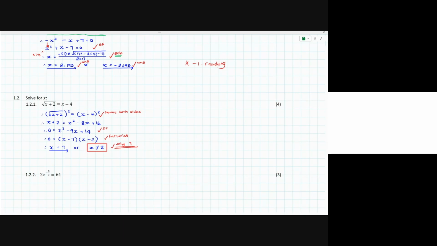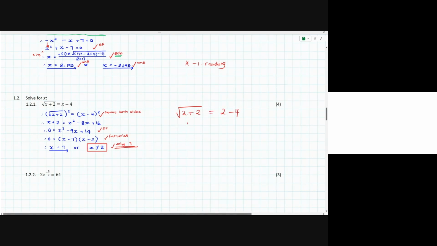The way you check which solution is to substitute back into the original equation and make sure the left-hand side equals the right-hand side. So for example, when you substitute in 2 into your equation, you would have the square root of 2 plus 2 equals 2 minus 4.